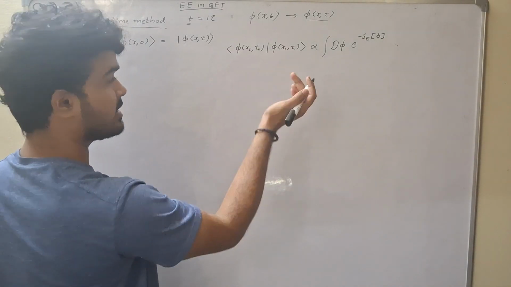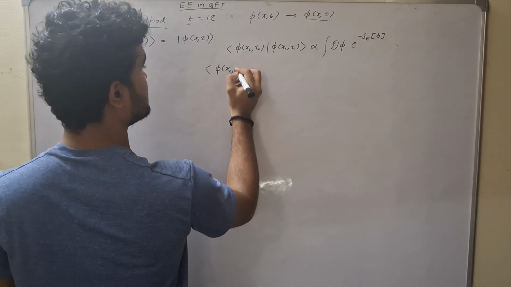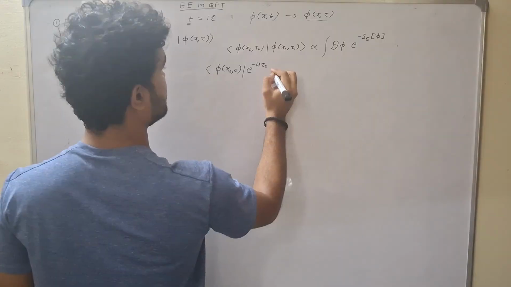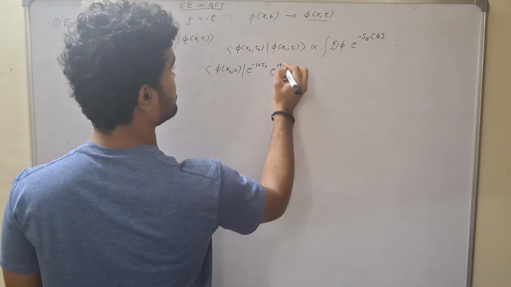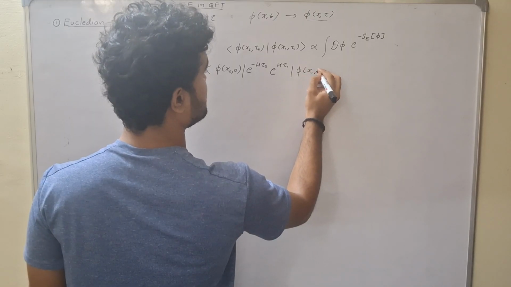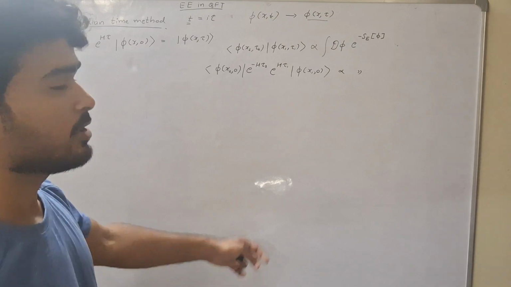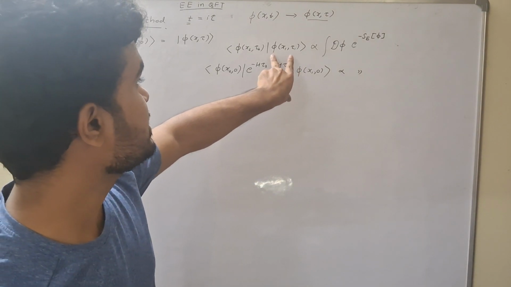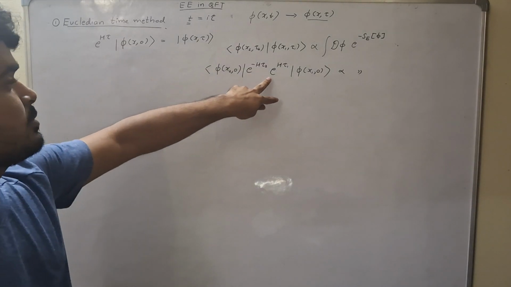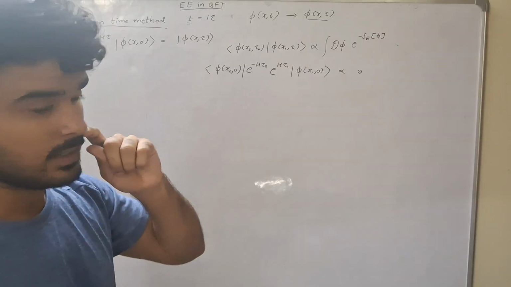Now this quantity can be written as phi of x2 comma 0, e raised to minus H tau 2, e raised to plus H tau 1, phi of x1 comma 0, and this is the same thing. What I have done is separate this into this form, right? The exponential of H tau 1 acting on this state will give you this state. So that has been done.